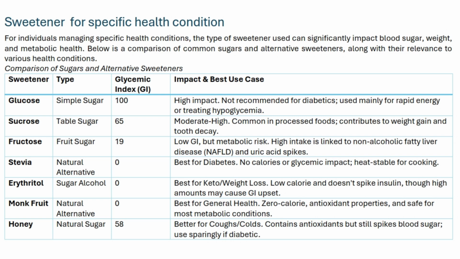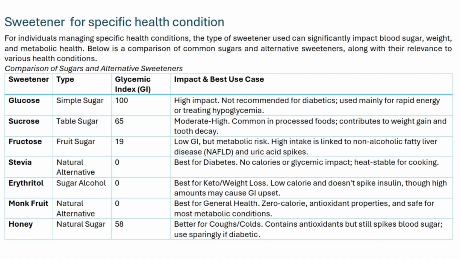In contrast, natural alternatives like stevia, erythritol, and monk fruit offer beneficial properties. Stevia, with a GI of 0, is ideal for diabetics as it has no calories or glycemic impact and is heat stable for cooking.